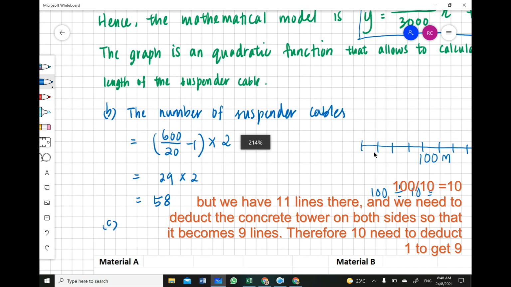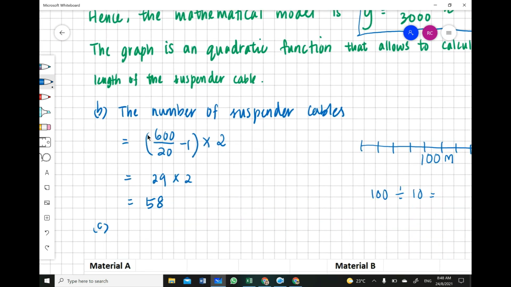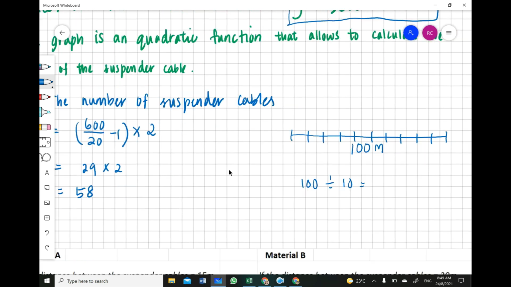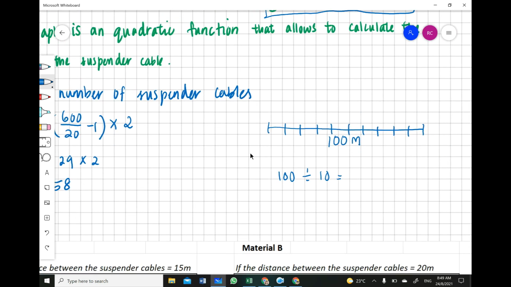That's why over here, for the length of the bridge, we have 600. We divide by 20 meters, but then we have to minus 1 over there, to make it accurate. Now, why do we times 2? We times 2 because we want to get both sides. Then you are going to get 29 times 2. So the total number of suspender cables is 58. Are you okay with the calculation on this part here?